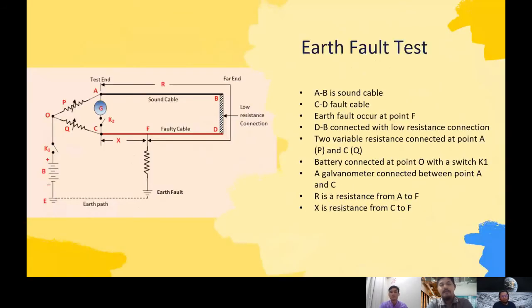For the first one, the earth fault test, let us examine the graph here. Points A and B are the sound cable, which is the good cable, and C and D are the fault cable, which is the cable with the fault. The earth fault occurs at point F, and D to B are connected with a low resistance connection, so the sound cable and fault cable are connected with the low resistance connection.